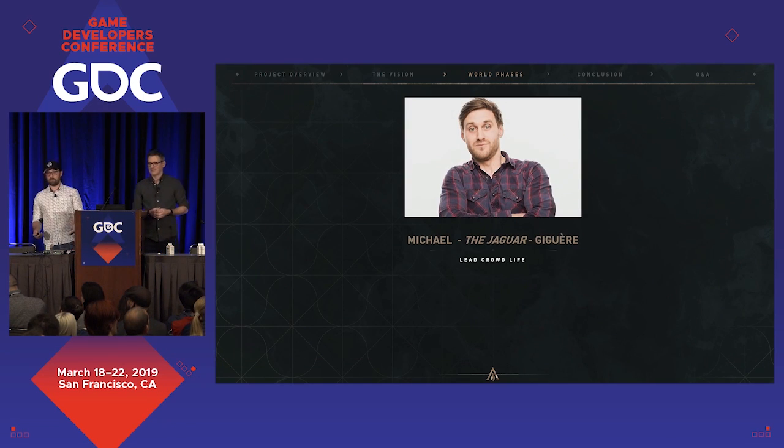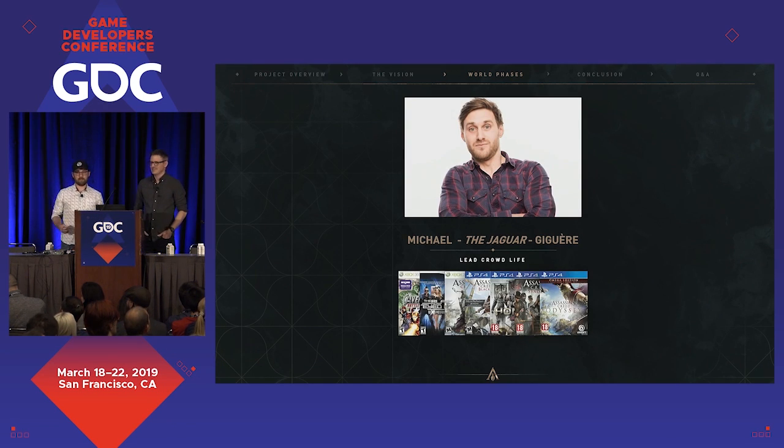So we've now built a beautiful world. It's got incredible gameplay, it's fun to play in, but it's not yet a living world, and our goal was to create a living world. So this is where we brought in Mickey Le Jaguar Gigaire. That's a bit of my Quebecois there that I learned while I was up there. And he was the product owner for Living World.